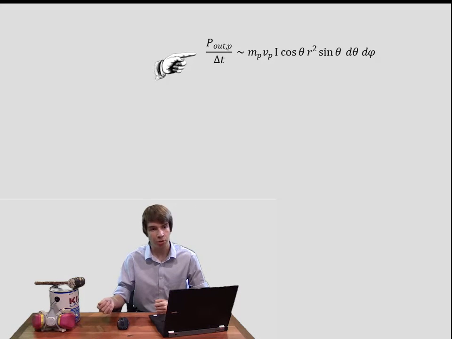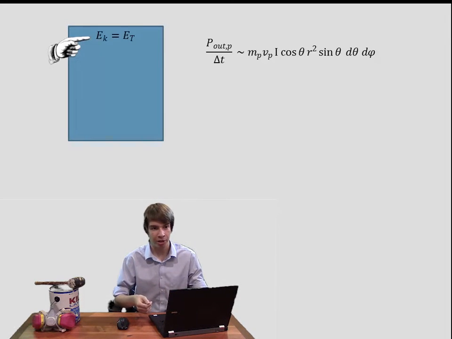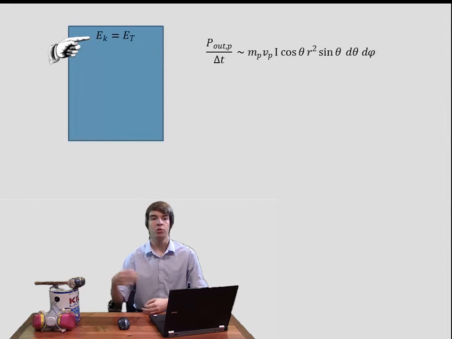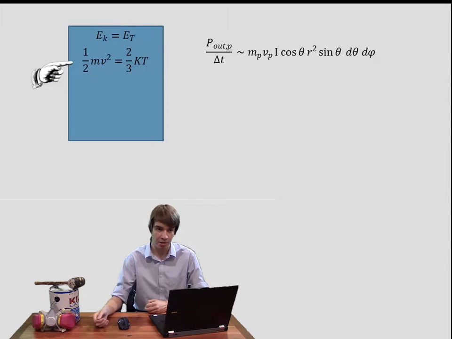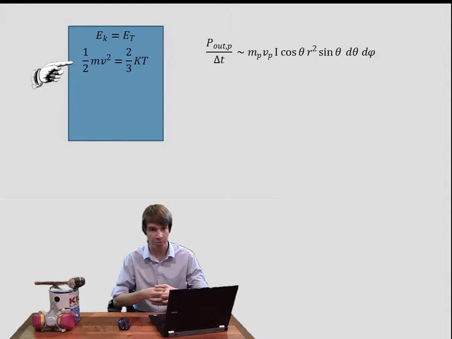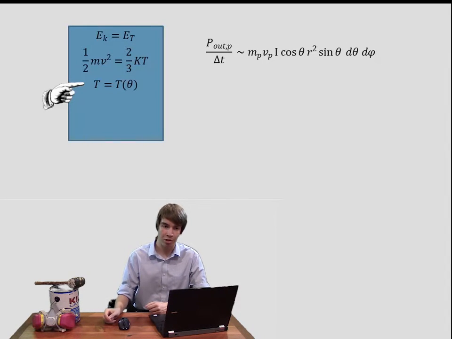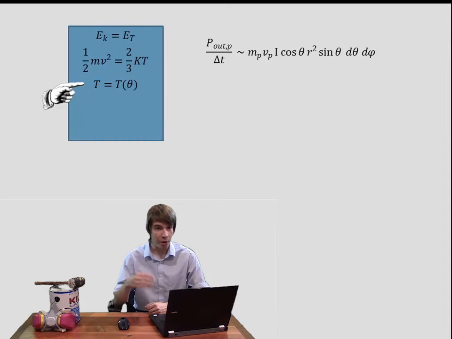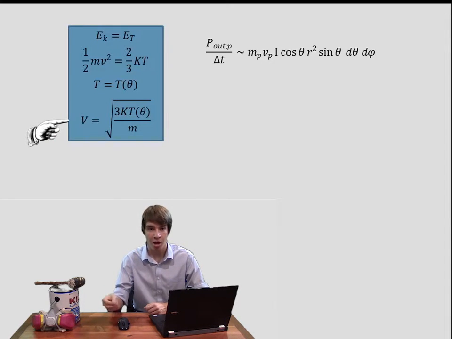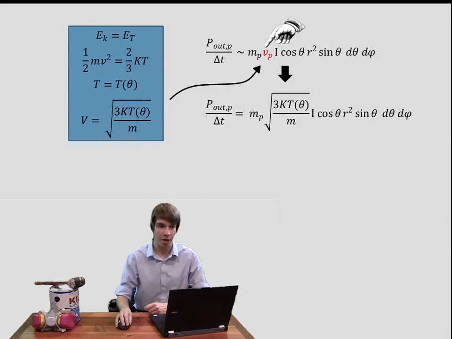Thus, the only thing that will change is the velocity of the outgoing particles. For a single gas particle, the thermal energy equals its kinetic energy. This results in the following expression, where K is a constant and T is the temperature of a gas particle. Assuming that the temperature of an outgoing gas particle is equal to the surface temperature of the dust grain, we can plug in F of theta, which is a function of the dust grain surface temperature as related to theta. We can now solve for the velocity of a gas particle and plug back into our equation for the outgoing momentum at a point on the dust grain.